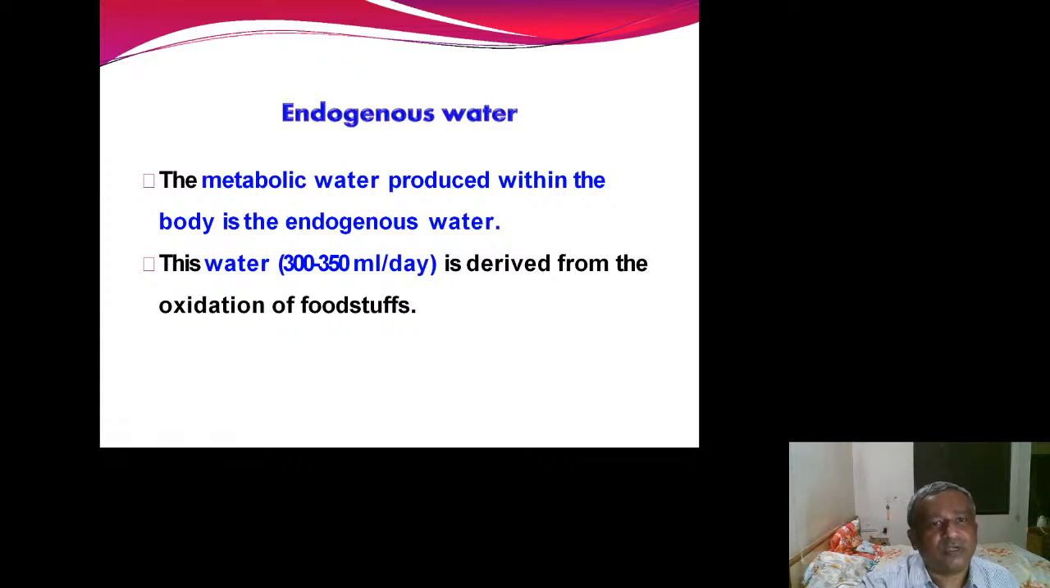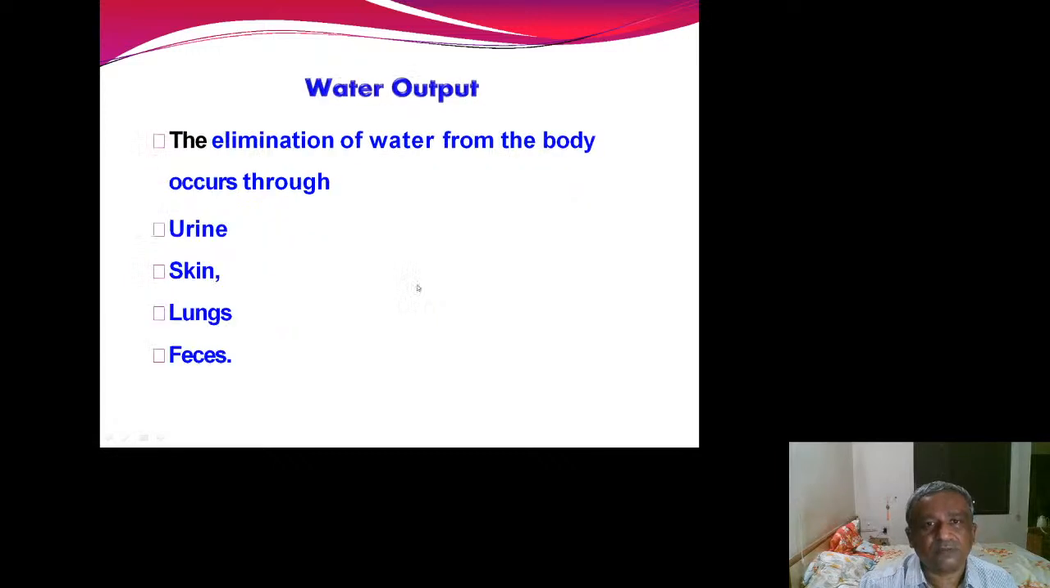The endogenous water is the metabolic water produced by different processes. Around 300 to 350 ml of water is derived from oxidation of the foodstuffs. So for water output, the elimination of water from the body occurs through urine, skin, lungs and feces. Mainly urine and perspiration. Lungs, because all the air that is exhaled has humidity, and feces.